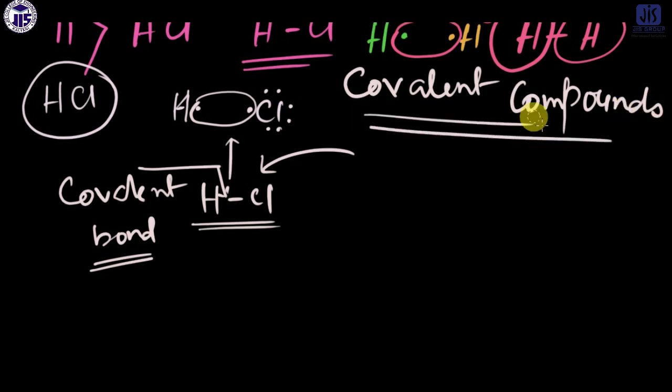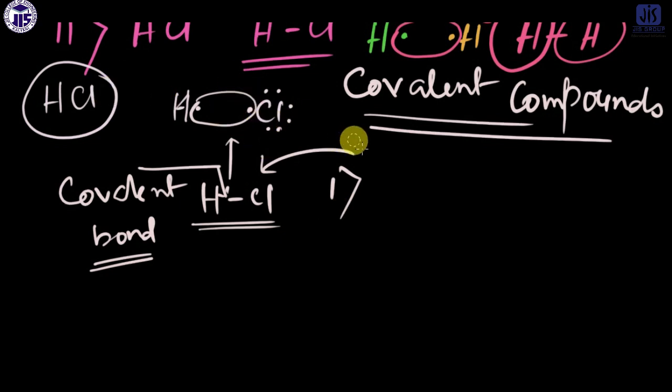Now there are some conditions to form covalent compounds. First of all, in case of covalent compounds, their electronegativity difference should be very minimum, or the minimum possible electronegativity difference.